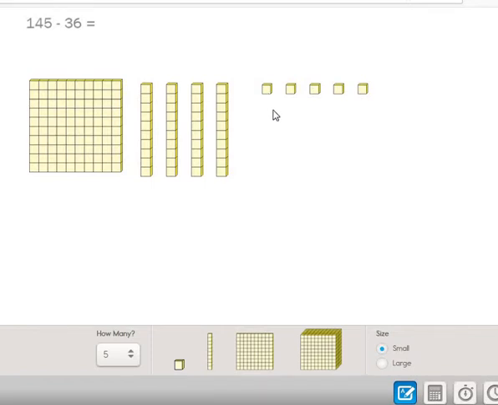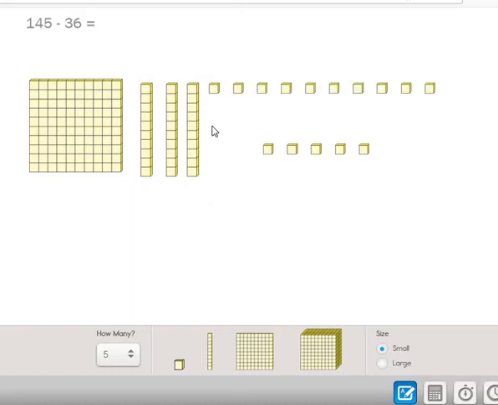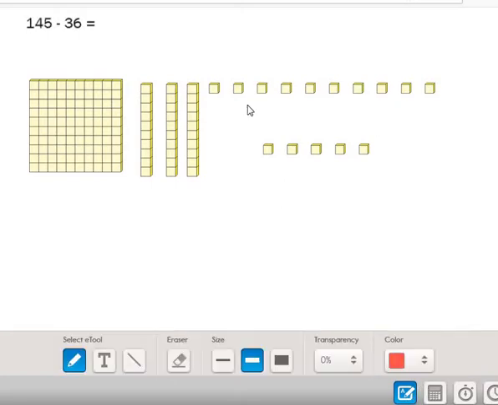So what do you think, grade 2? What do we need to do? Did you say regroup? If so, you are totally right. Yes, we need to regroup 1 ten as 10 ones, just like this. Now, how many ones do we have, grade 2? Here we have 10 and here we have 5, so we have 15 ones. That's enough. We need to cross out 6 ones. So let's do it. 1, 2, 3, 4, 5, and 6.